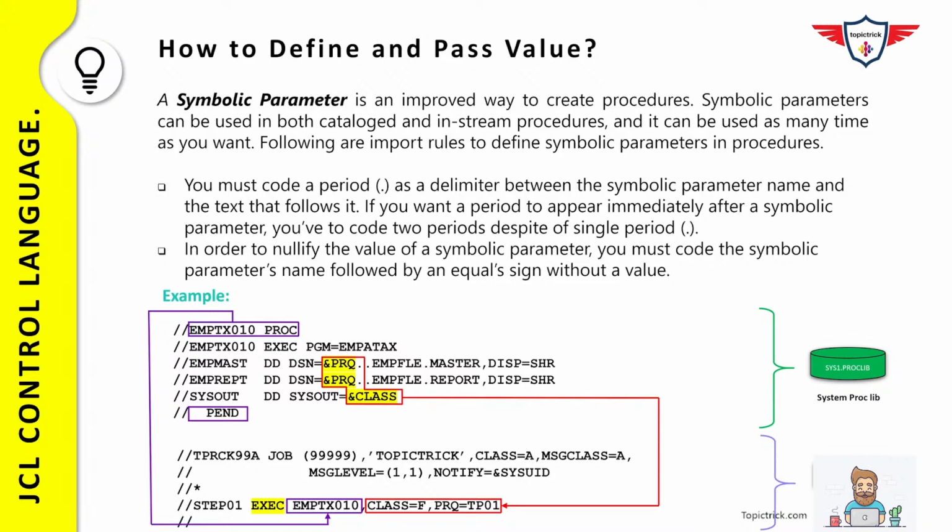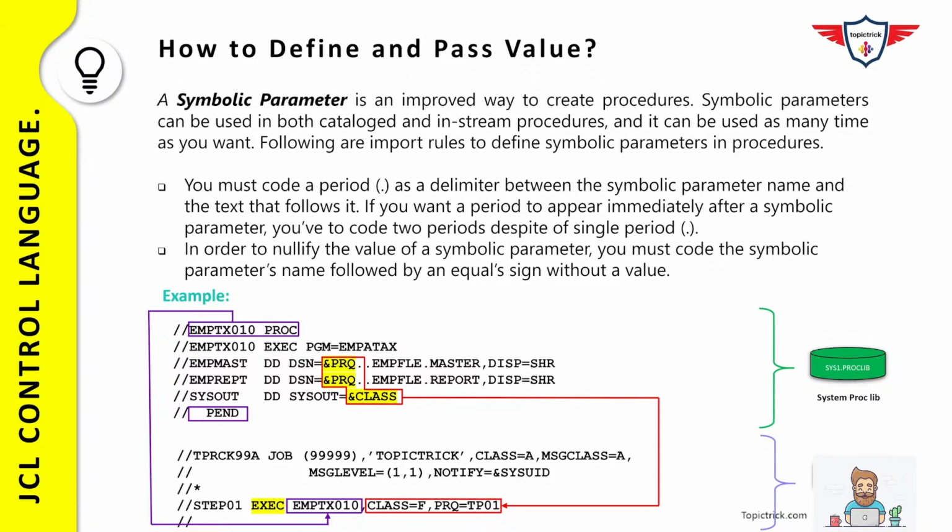You might be thinking, why am I not using an ampersand when I'm passing the value to these symbolic parameters? The answer is that whenever you define or use symbolic parameters in your procedures, you are required to specify an ampersand. But if you want to pass values to these symbolic parameters from your JCL, then you are not required to use an ampersand. You have to follow the same practice the way I've just showcased in this example.